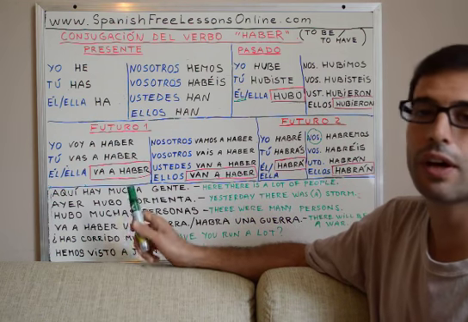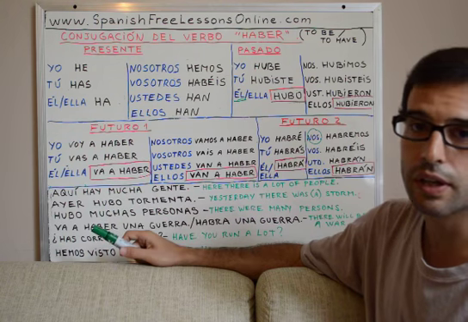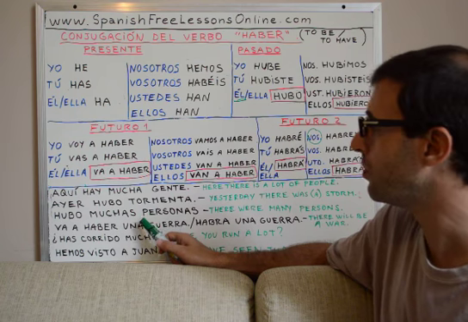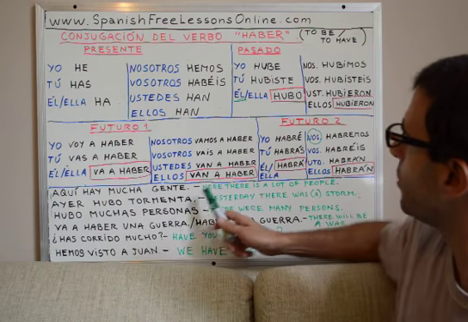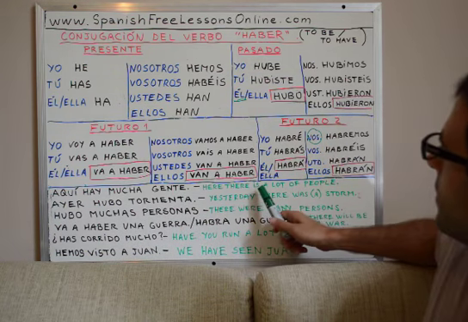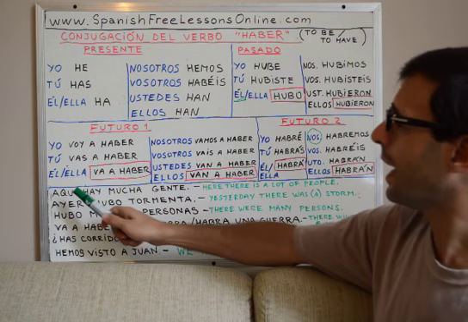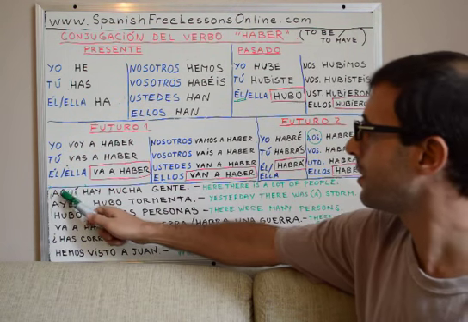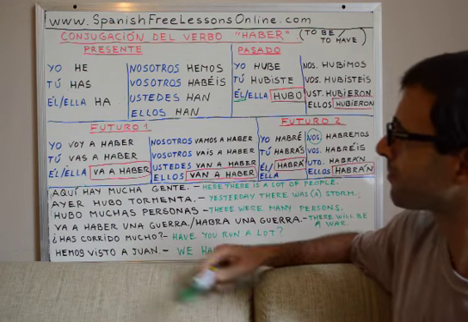So gente is uncountable in Spanish, so it would be mucha. Unlike personas for persons, which is countable, then we would say muchas, as you can see here, okay? However, since we cannot say in English there is plenty people, I have translated it as there is a lot of people. So, aquí hay mucha gente. Here, there is a lot of people, okay?